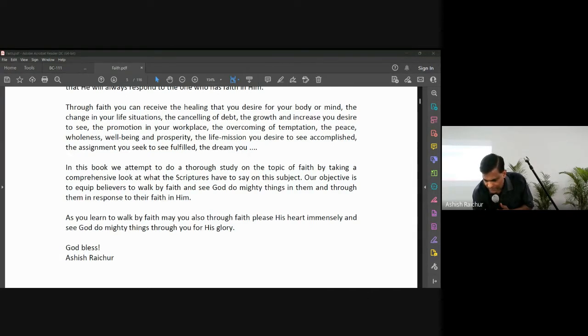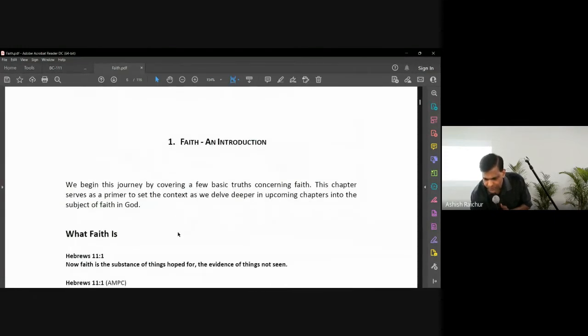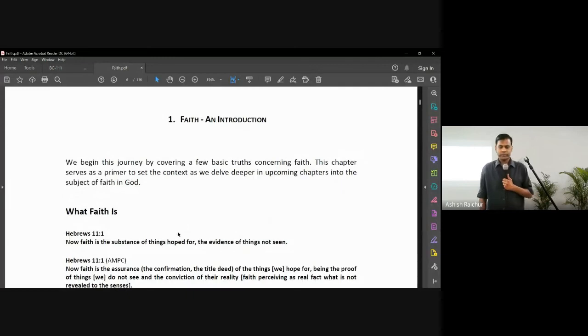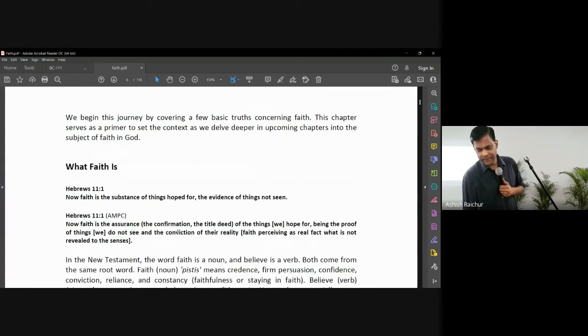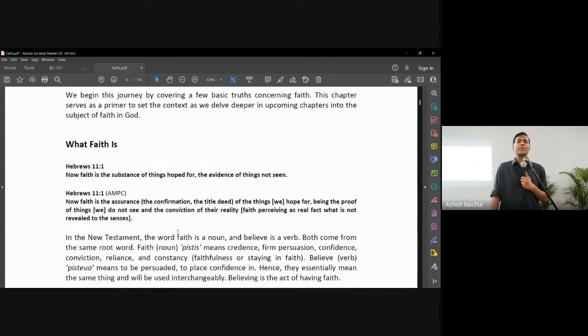All right. Let's go back to the notes. So now let's go to chapter 1. What is faith? Right? So let's go to that one verse in the Bible that gives us the definition of faith. That's Hebrews chapter 11, verse 1. Okay? Very interesting. Hebrews chapter 11, verse 1.